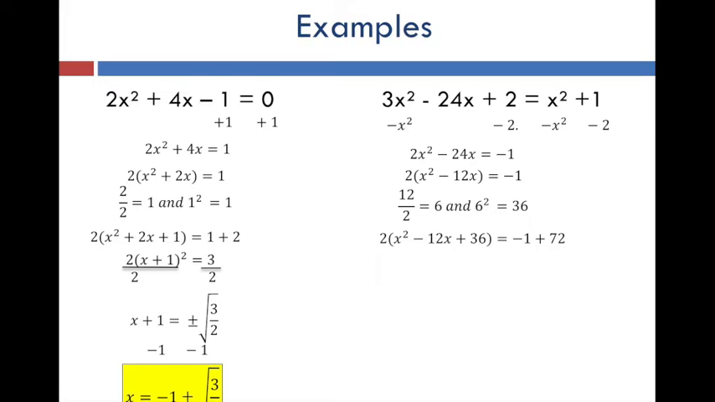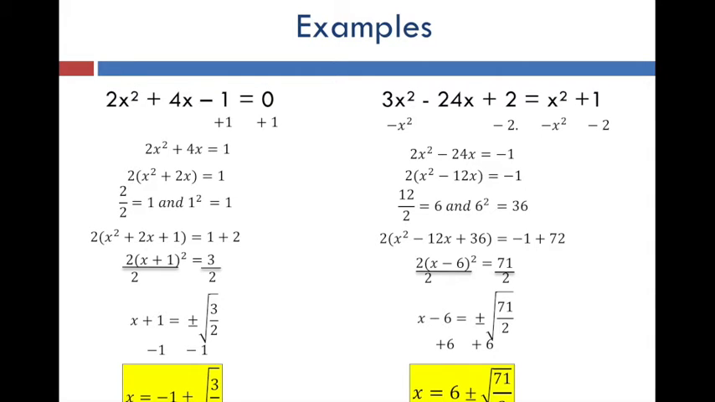Now I'm going to factor the left side, so the square root of x squared is x, and the square root of 36 is 6, and the middle is negative, so x minus 6. Then divide by 2. Then solve by square root, add 6, and x equals 6 plus or minus the square root of 71 over 2.